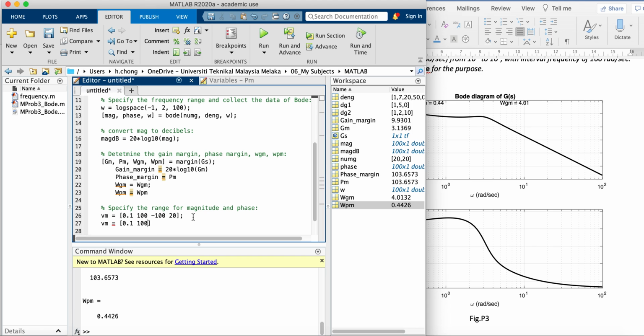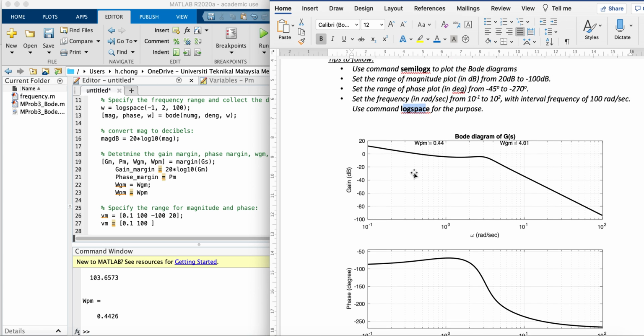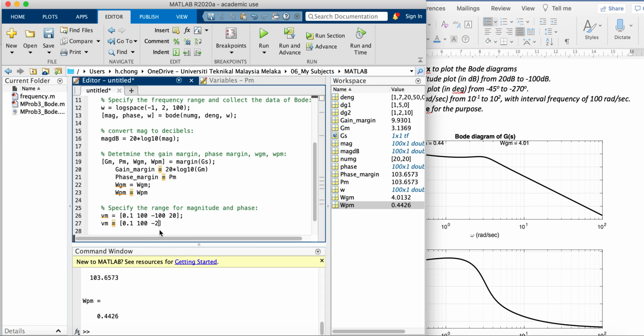For the x-axis, 0.1 is the same. For the phase, the graph shows negative 45 to negative 270, but that is not the correct order. We know that among negative values, the minimum is the largest in magnitude, so the larger one, negative 270, you write first. Negative 270 to negative 45.